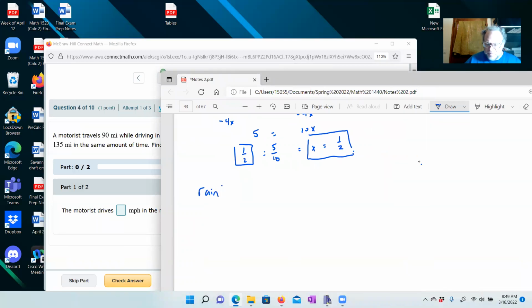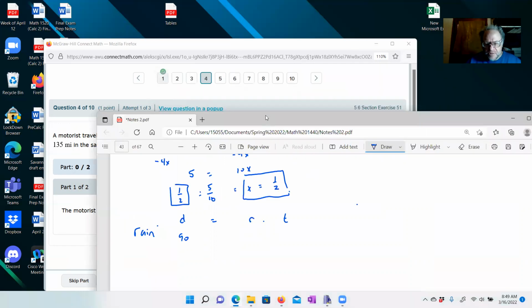Okay, so the best way to do these is to set up kind of a table for it. So really, these are all distance equals rate times time. Okay, so in the rain, they traveled 90 miles. That's all we know right now. But they're going to have some kind of a rate. We're just going to call it R for rate.